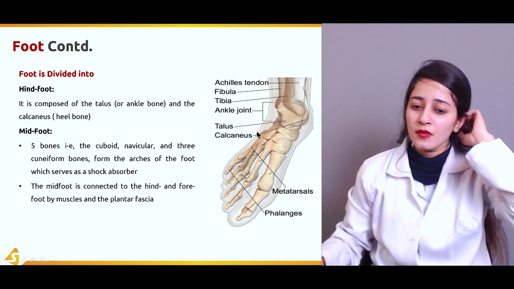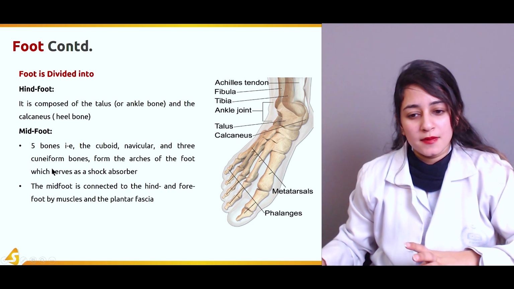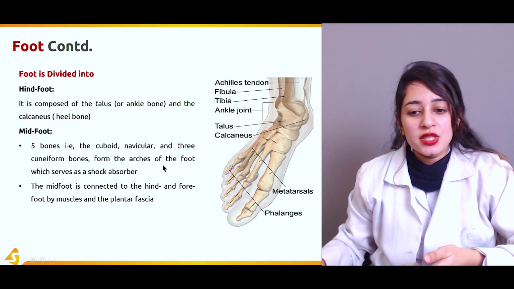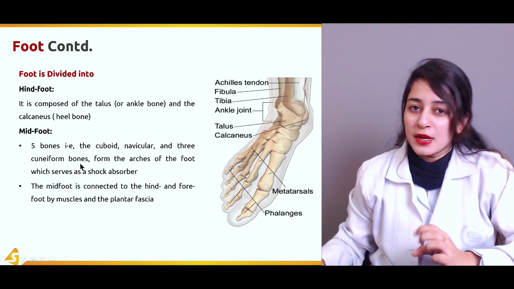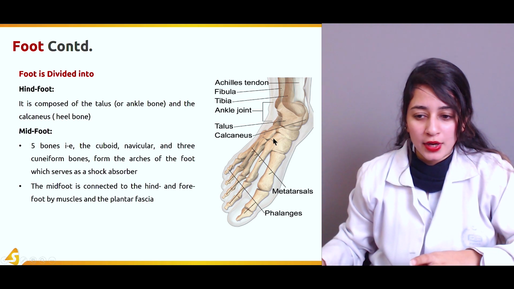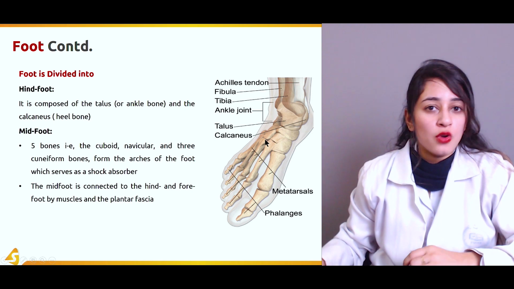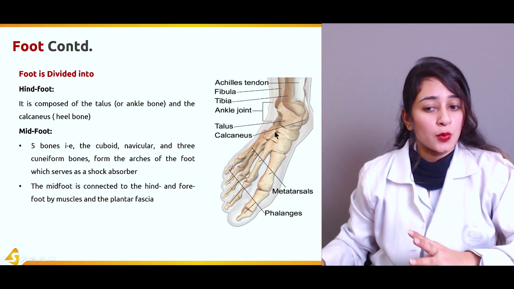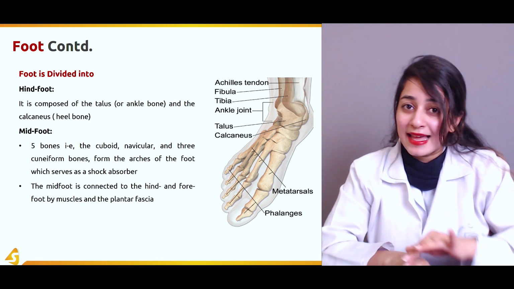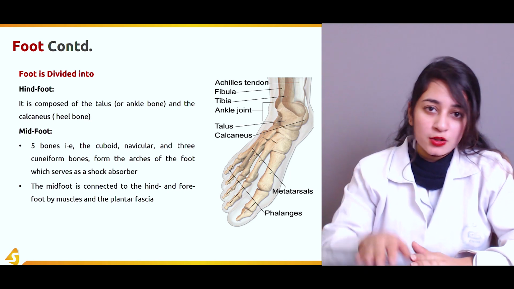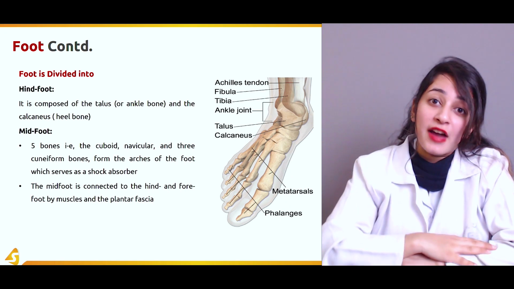Midfoot, five bones, that is the cuboid, navicular, and three cuneiform bones, forms the arches of the foot, which serves as a shock absorber. The three cuneiform bones are not here in the diagram. They form arches of the foot: medial longitudinal arch and lateral longitudinal arch. So our foot is not flat. Basically, we form arch. So arches are formed by these five bones.